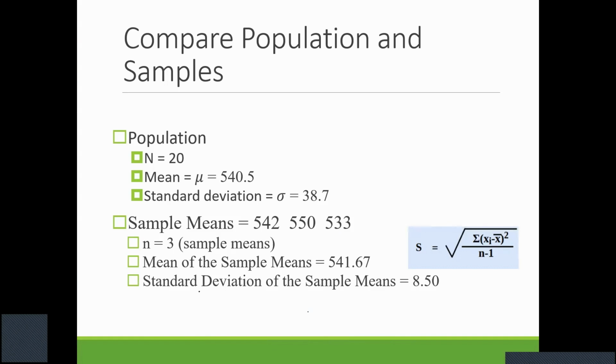This is a measure of the variability of the sample means. Not of each sample, not of the population, but of the group of sample means that we generated. And this is an important idea.